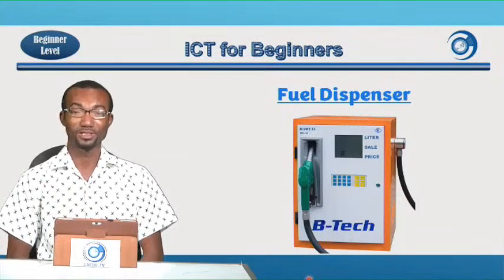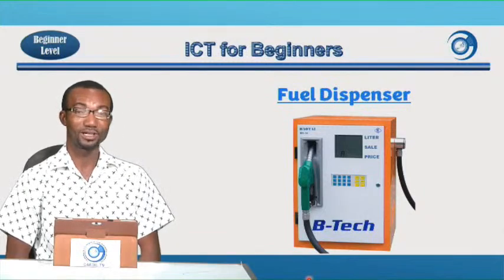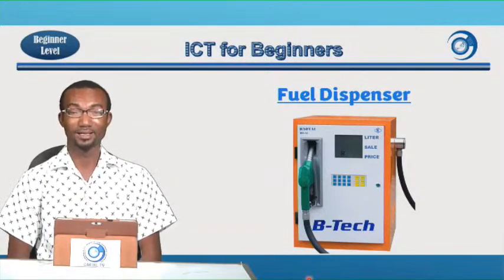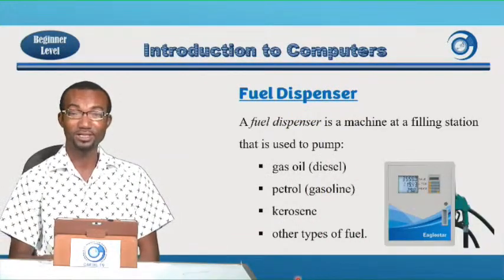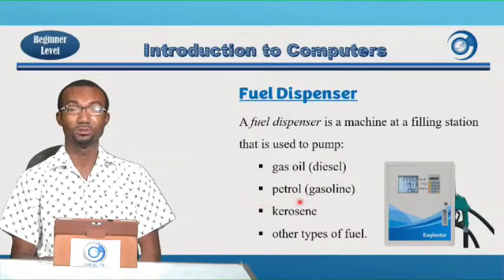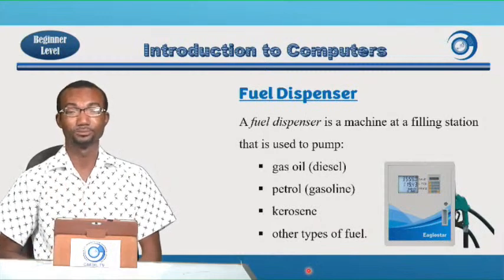As we said, these kind of computers, that is the stationary ones, cannot be moved from one place to another, and also it cannot be used by more than one person at a time. So a fuel dispenser is a machine at a filling station that is used to pump gas oil. That's what we call diesel. It is used to pump petrol, also called gasoline. It is used to pump kerosene or any other type of fuel.